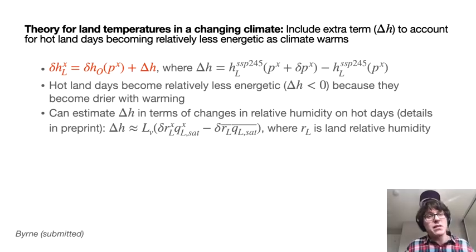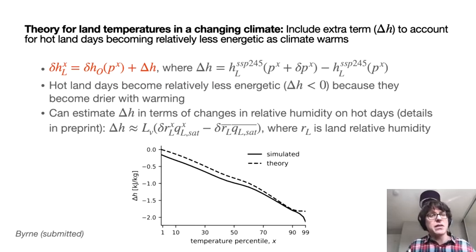But what I come up with is we can estimate delta H fairly simply as a function of L, which is just the latent heat of vaporization, times the change in relative humidity, R, on hot land days, times the saturation specific humidity, QL_SAT, on those hot days, relative to the change in relative humidity averaged over all days, times the saturation specific humidity averaged over all days, where averaging over all days is indicated by these overlines. And what we see in the simulations is that this relatively straightforward estimate of delta H captures what's going on in the simulations quite well. So we can estimate this relative decrease in energy as a function of changes in the relative humidity.